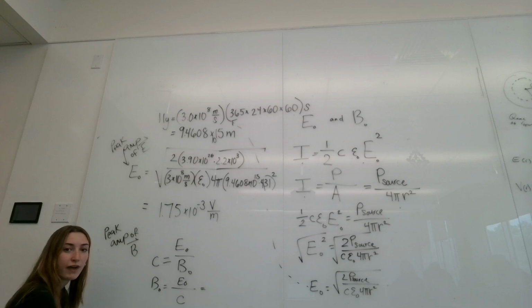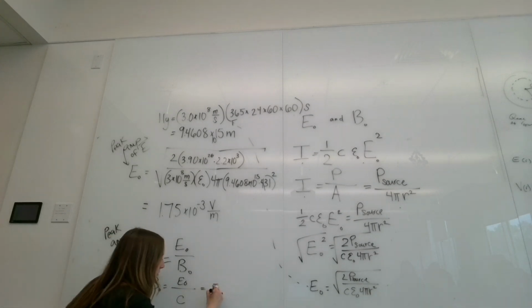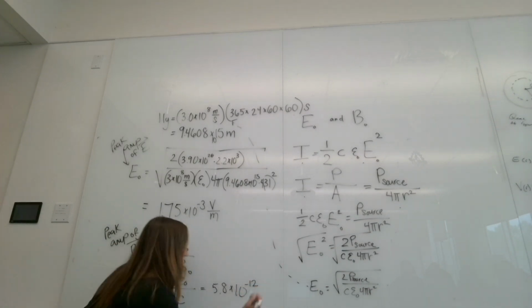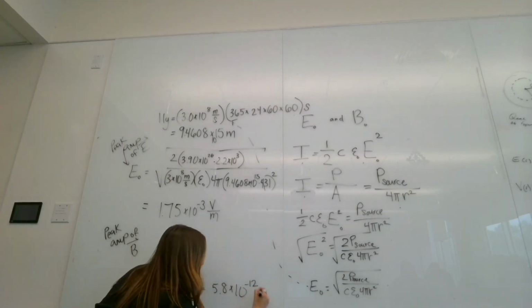When you do that, you should get 5.8 times 10 to the negative 12 Tesla.